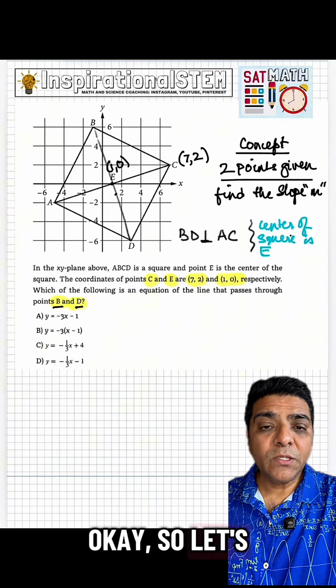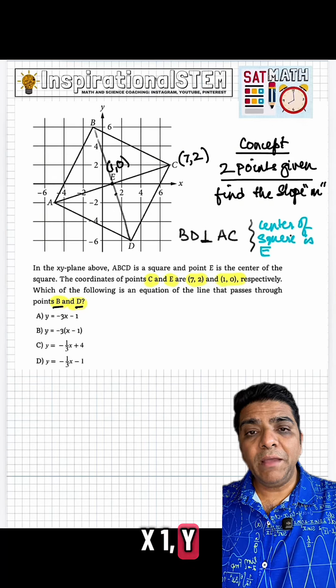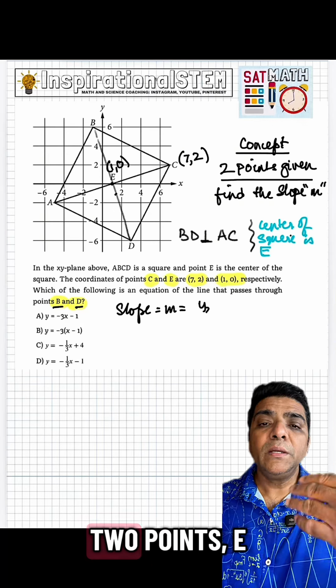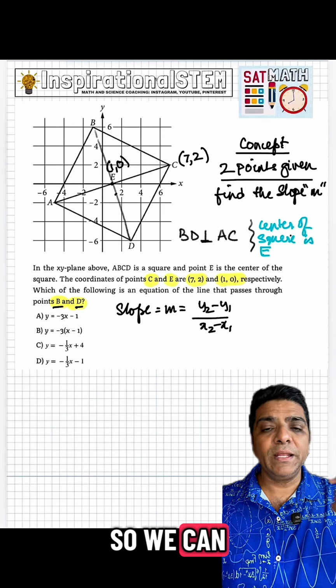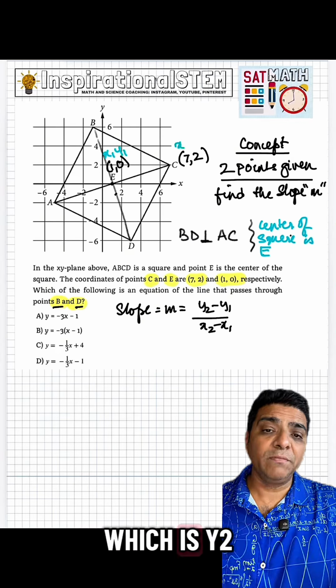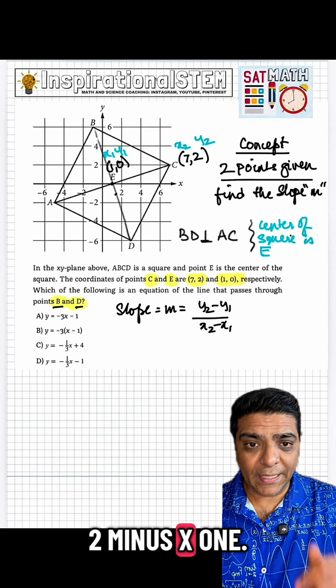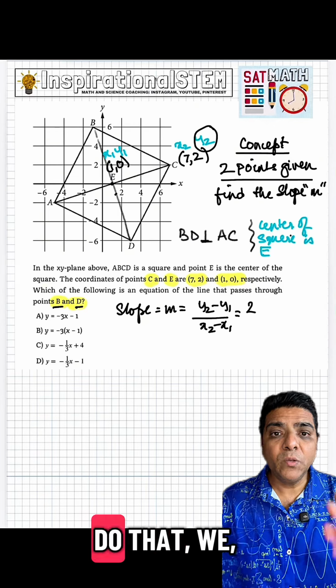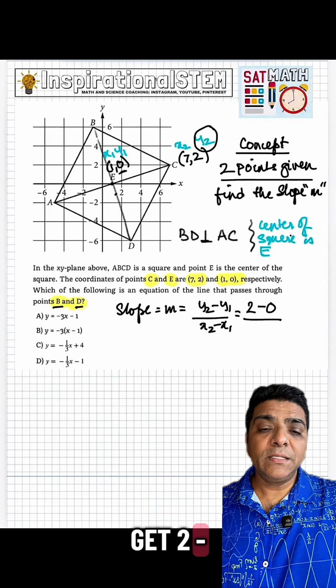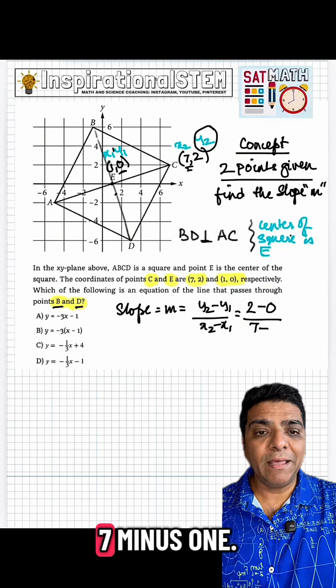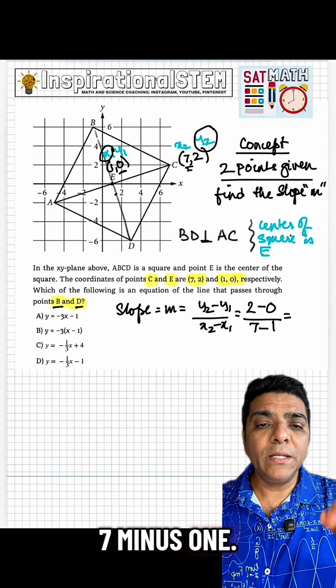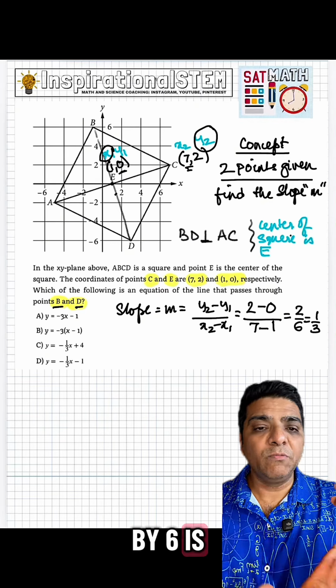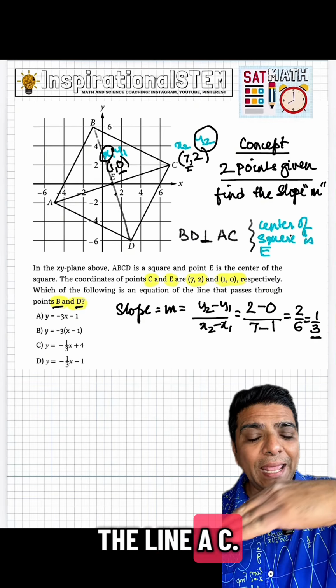Okay, so let's go ahead and assign x1, y1, x2, y2 to points E and C, so we can calculate the slope using the slope formula, which is y2 minus y1 divided by x2 minus x1. So when we do that, we get 2 minus 0 divided by 7 minus 1. So it gives us 2 by 6 is 1/3. So that is the slope of the line AC.